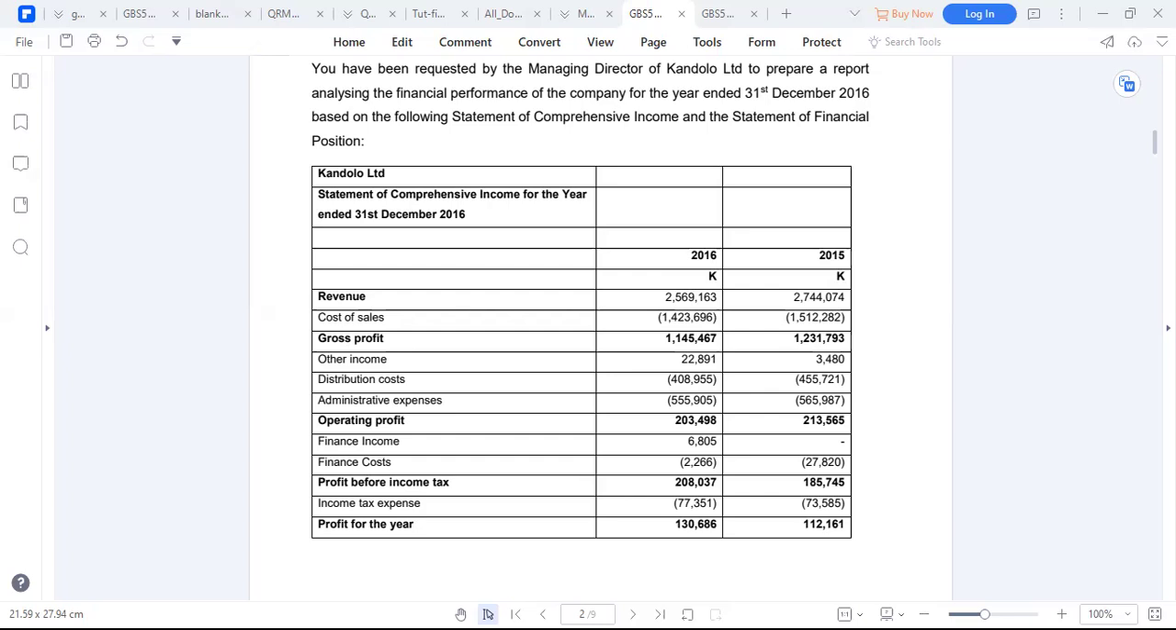Okay, so we have another ratio which is called the interest cover ratio. We're ahead of it.